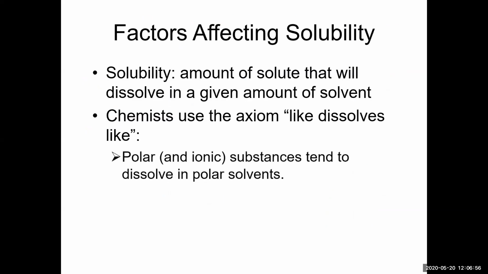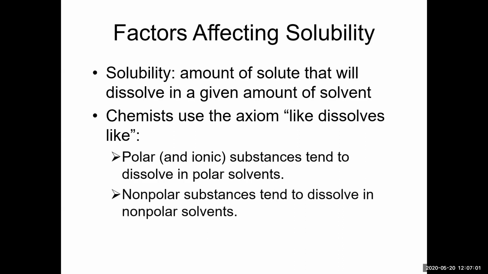So we're going to talk about a few different factors that affect solubility. In general, the word solubility means the amount of solute that will dissolve in a given amount of solvent. So it's a number, but sometimes we just say it is soluble or it isn't soluble. And what that means is we're kind of drawing a line in the sand. We're saying, if the solubility is higher than a certain amount, usually about 0.01 or 0.1 moles per liter, then we say it's soluble. We say that solute is soluble in that solvent.